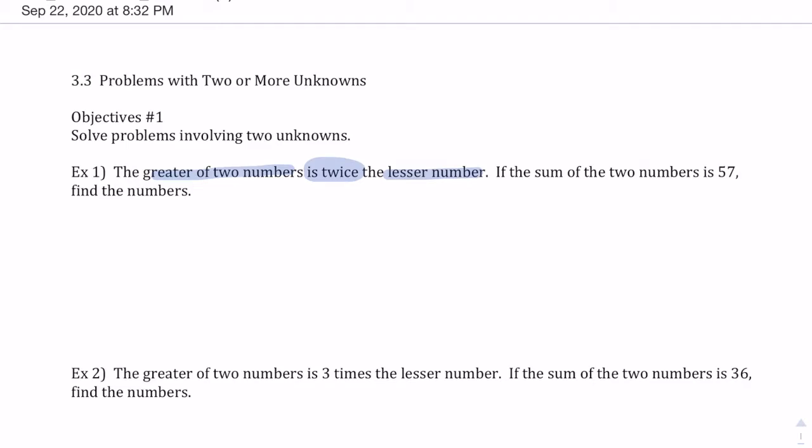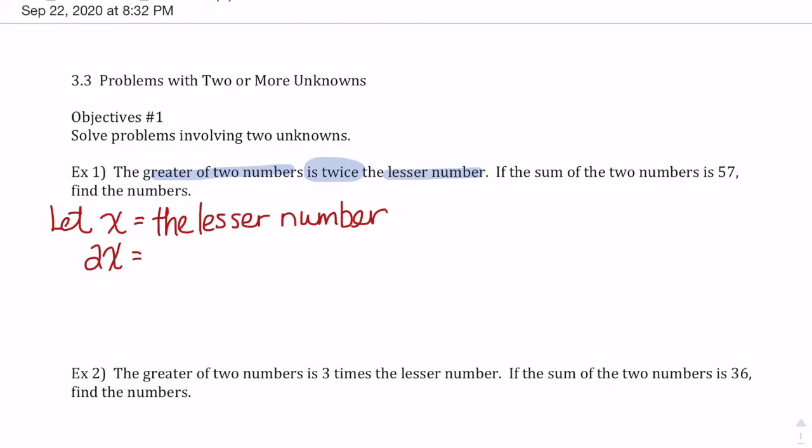So what we're going to do is let x equal the lesser number, then we are going to let 2x equal the greater number, because it's two numbers. The greater one is twice the lesser number. That's why it's 2x, the greater number.